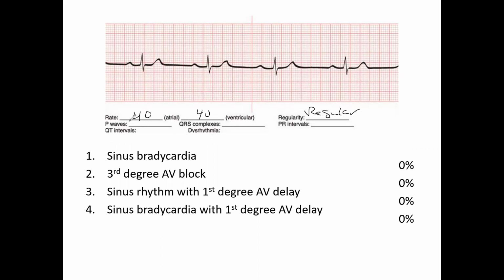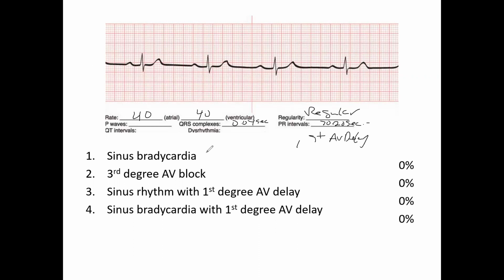P waves appear to be normal in shape and size. QRS duration is right around 0.04 seconds, so we're good there. Your PR interval, though, extends out greater than one large box. So it is greater than 0.2 seconds, and that is consistent from beat to beat. So we know that we have first degree atrioventricular delay.